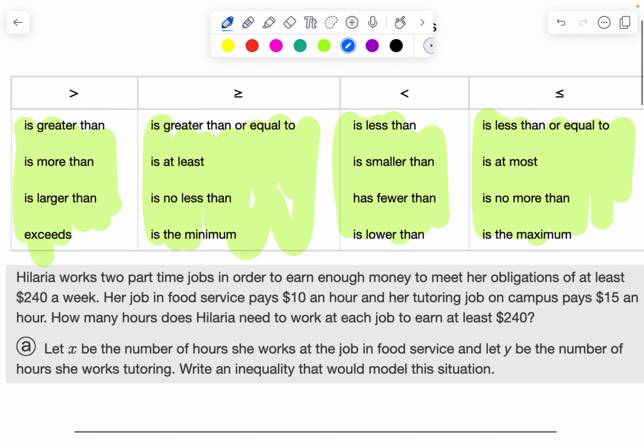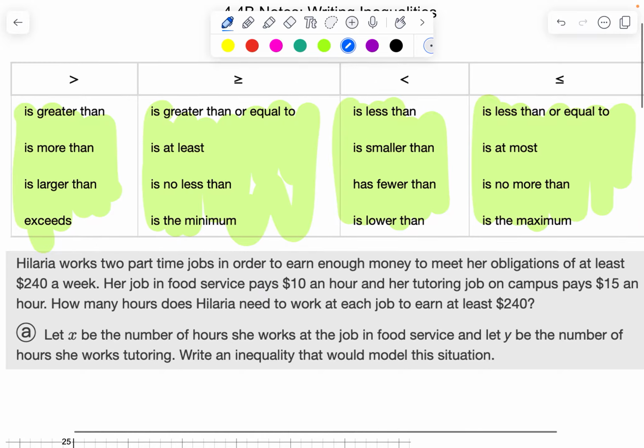All right, Hilaria works 2 part-time jobs in order to earn enough money to meet her obligations of at least $240 a week. Her job in food service pays $10 an hour, and her tutoring job on campus pays $15 an hour. How many hours does Hilaria need to work at each job to earn at least $240?